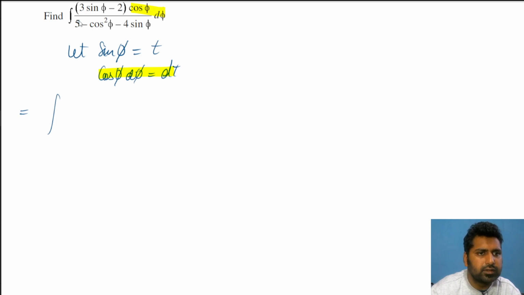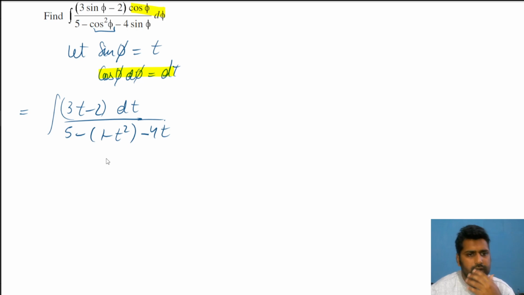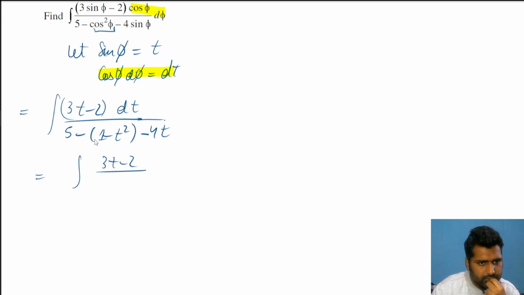So integration of (3 sin φ) becomes (3t minus 2) dt, and the denominator is 5 minus cos square. Now what is cos square? Cos square is 1 minus sine square, that means 1 minus t square, minus 4 sine φ means 4t. Now let's readjust and see what the expression is: 3t minus 2, this becomes plus t square minus 4t minus 5, dt.